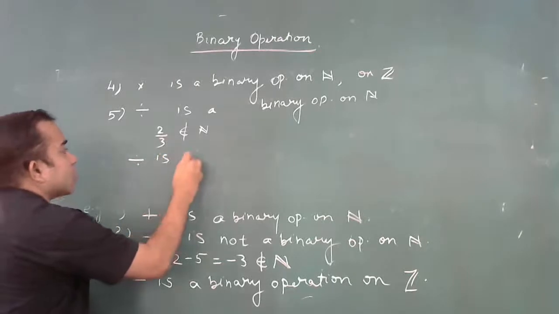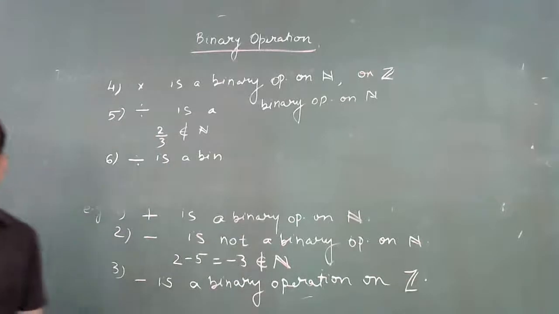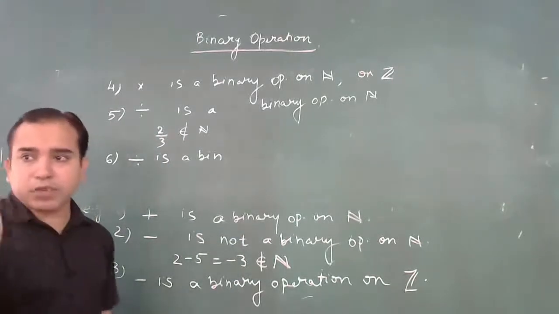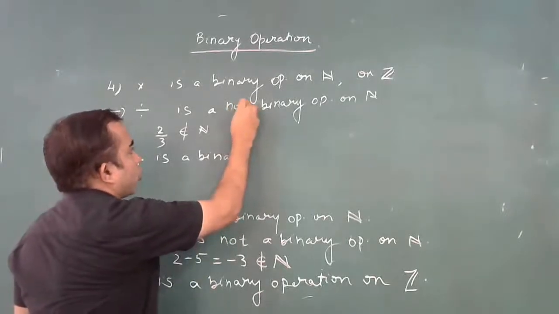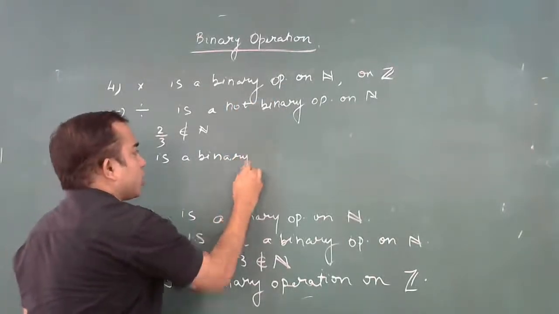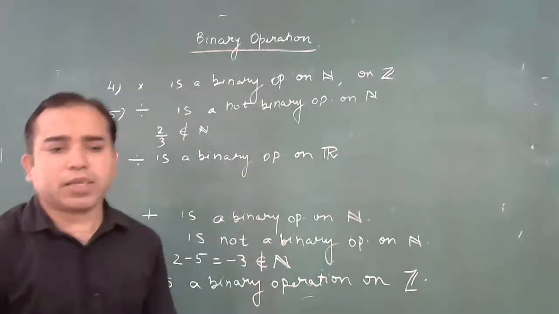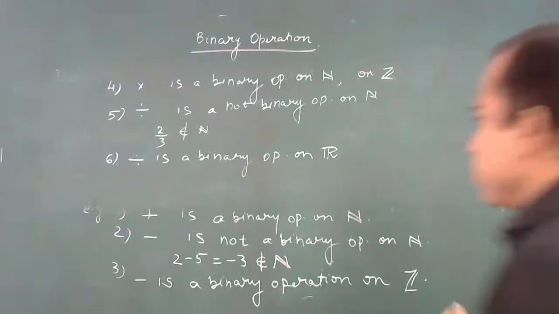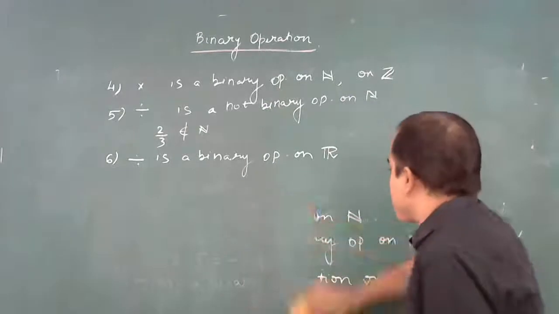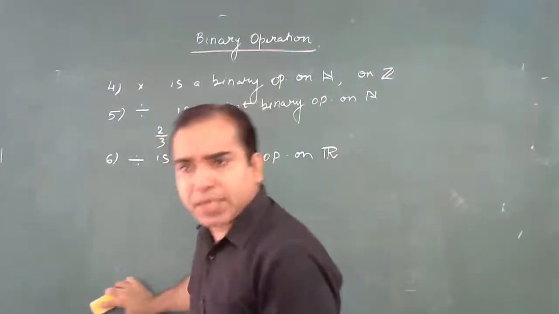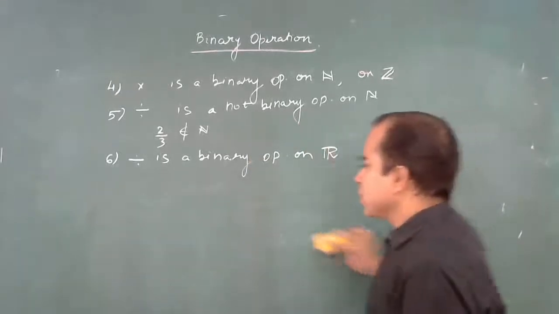Example number 6. Check it, analyze it, and then write the answer. Division is a binary operation. It's not a binary operation on N. Division is a binary operation on R. Tell yes or no. You divide any two reals and whether or not you get a real number.